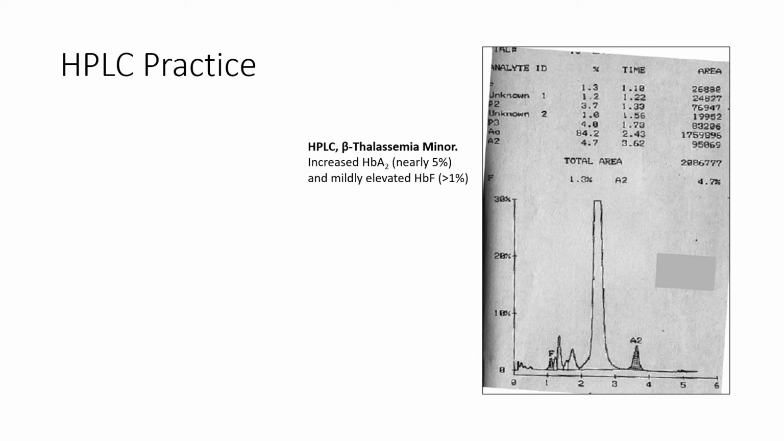This is beta thal minor. Remember, I said earlier that beta thal minor will reveal a minor increase in A2, around 5%, where normally it would be less than 3%. Fetal hemoglobin would increase slightly above 1%. The percentages provided in the table above the peak are most consistent with beta thal minor.